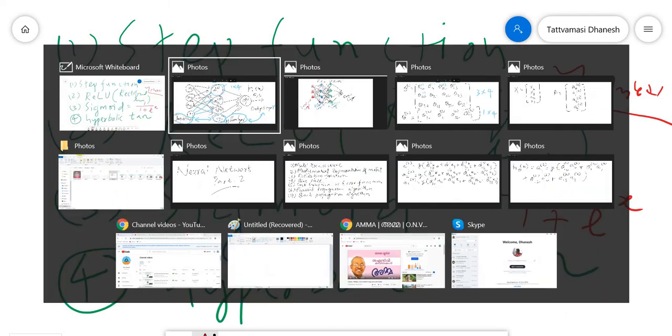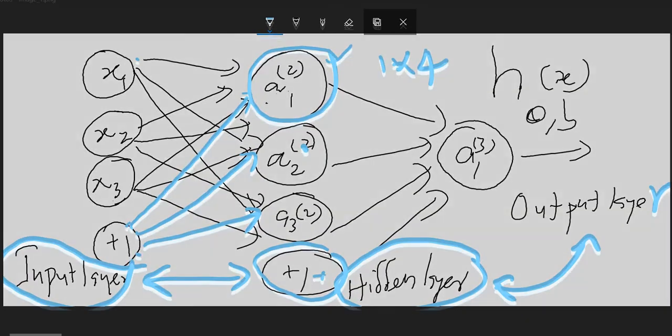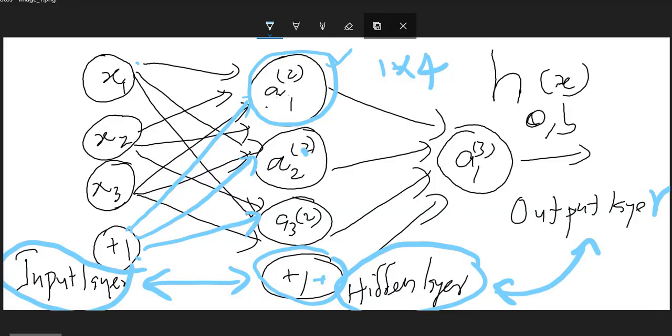Fine. Now we will come back to our model. This is the model. In this model we are using only one hidden layer. So only this model we are going to discuss. Now we will calculate the activation nodes for the hidden layer.